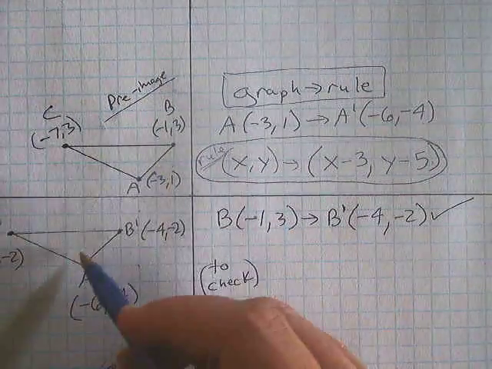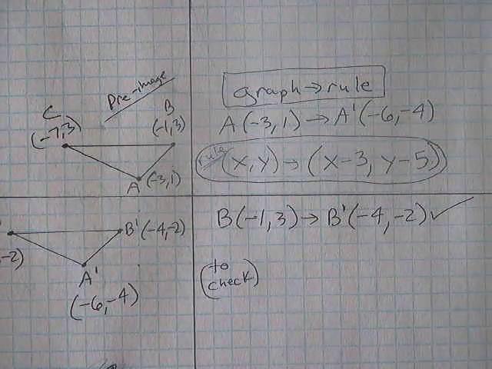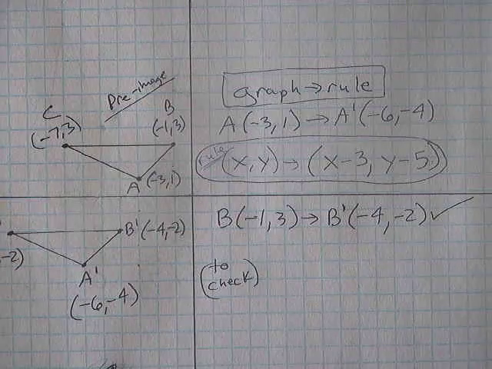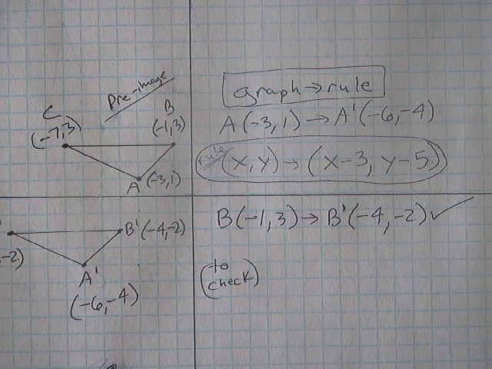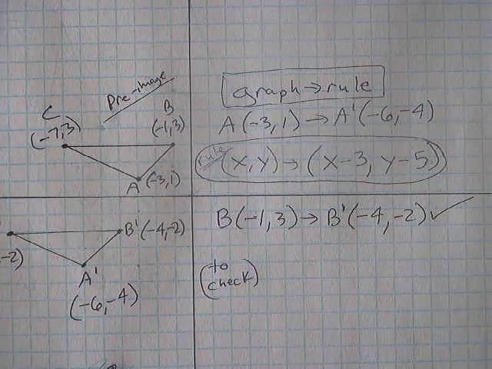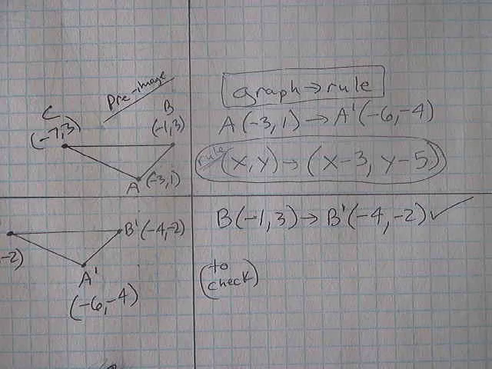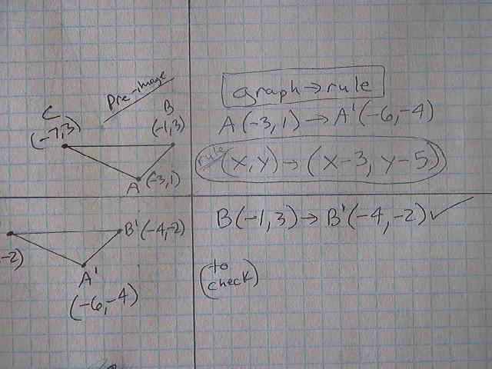So again, we went from a graph to a rule. So recapping, we did a translation. We went from a rule, had 3 original points, and we used the rule to make 3 new points, like we did up here, rule to graph. And we went from the graph, we knew these, and we had to make our own rule. So those are the 2 things that you'll have to be able to do in doing translations.